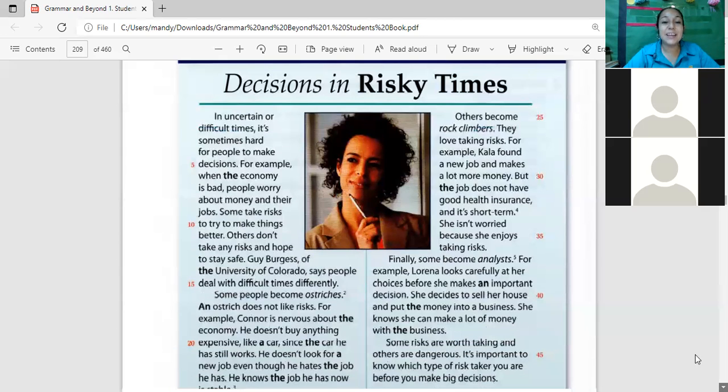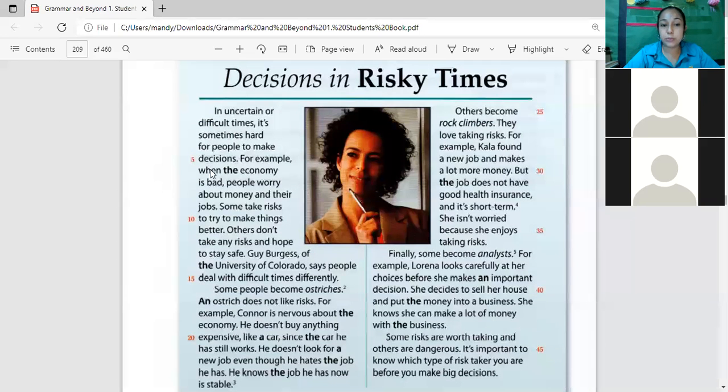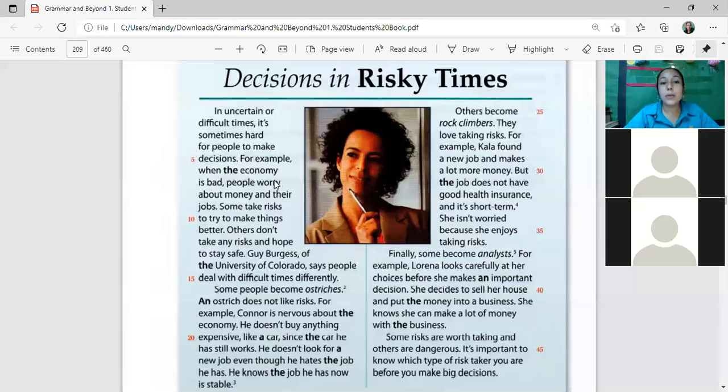Okay, so let's see. Let me check this one, decisions in risky times. Let's see, I start with the first paragraph and then you help me, yeah? In uncertain or difficult times, it's sometimes hard for people to make decisions. For example, when the economy is bad, people worry about money and their jobs. Some take risks to try to make things better. Others don't take any risk and hope to stay safe. But for example, Guy Burgers of the University of Colorado says people deal with difficult times differently.